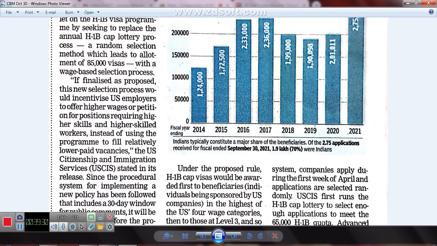So, if finalized as proposed, this new selection process would incentivize US employers to offer higher wages or petition for positions requiring higher skills and higher skilled workers instead of using the program to fill relatively lower paid vacancies.